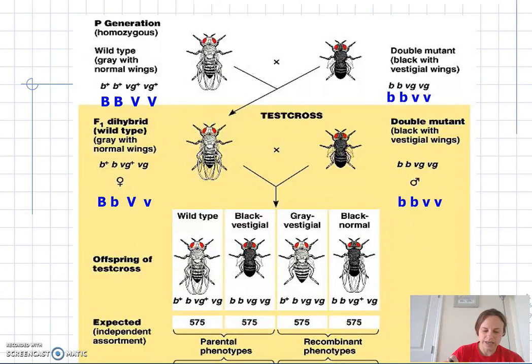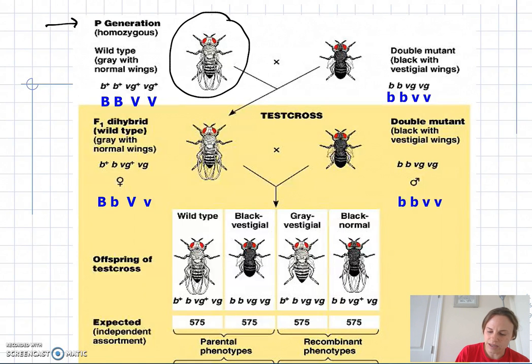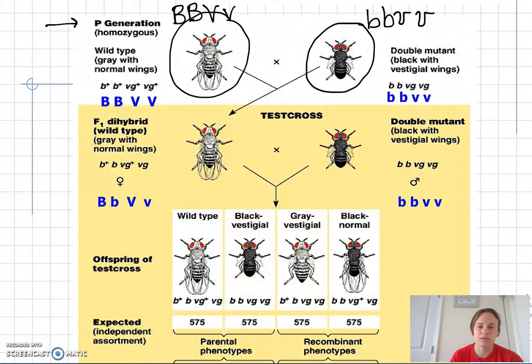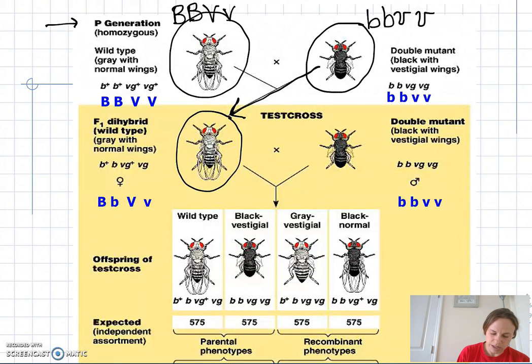So Morgan took his parental generation and he took a true breeding female with a true breeding male. That means that this female was dominant for both traits and this male was recessive for both traits. And when he crossed those two flies, he got what he expected. All heterozygous offspring.